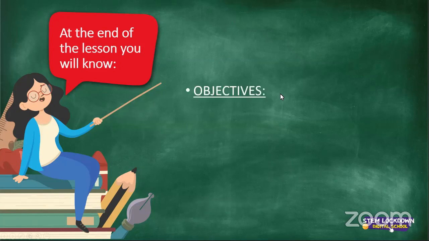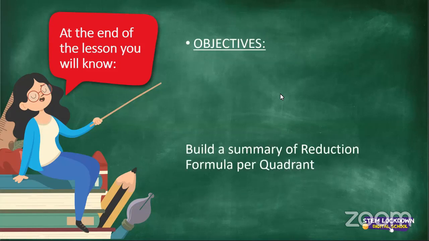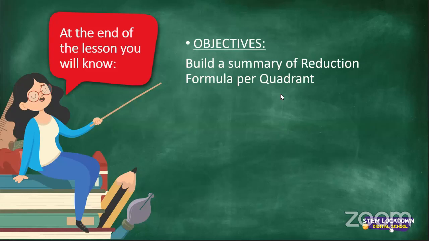So we had started with reduction formula yesterday, and we will be continuing with that. By the end of today's lesson, we will have created what looks like a reduction formula summary per quadrant. We will do some working examples on reduction formulae, and I will be giving you guys a few practice examples to go through, which we will then revise together on Monday.